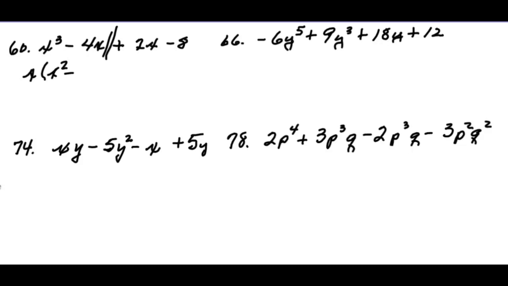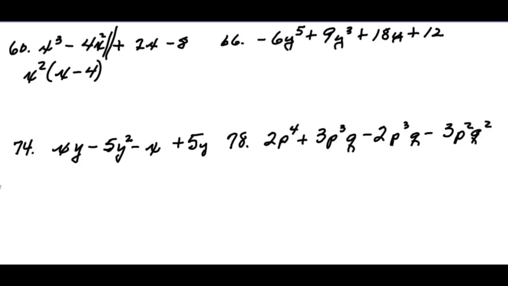Yeah, that's supposed to be 4x squared. So let's go back and start this over again. Because now the biggest thing we can pull out of there is x squared. And what we have left is x minus 4. That makes this problem work.